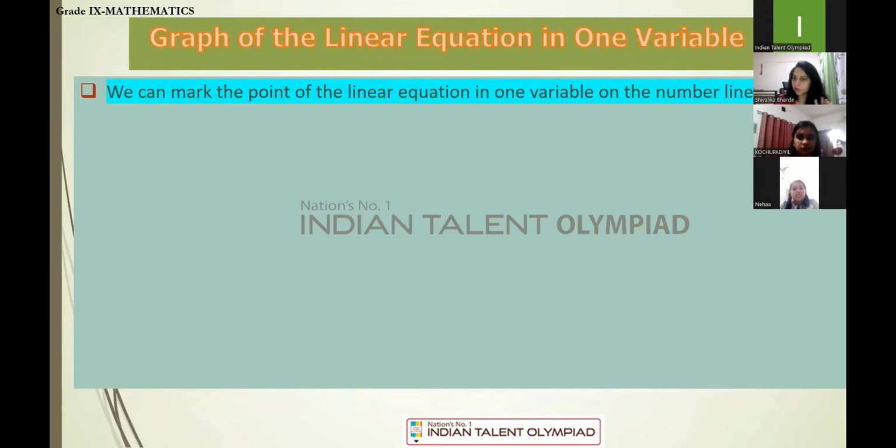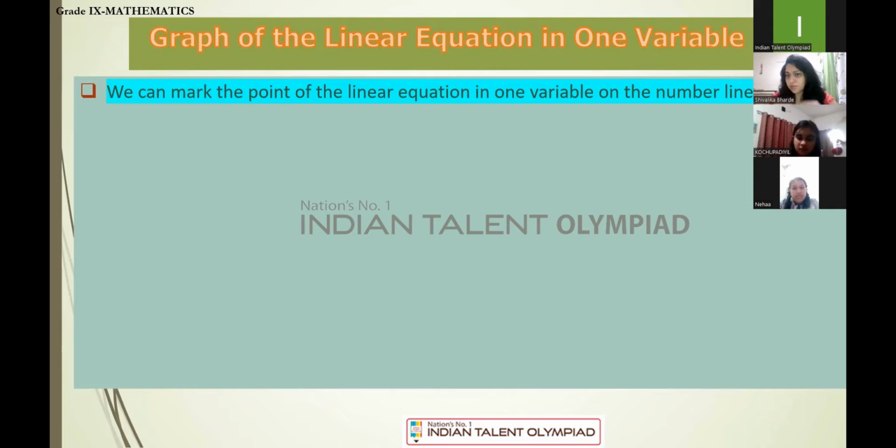This is again a recall of what you have done, because I want to relate whatever you have done with the new topic. Have you done the graph of a linear equation in one variable? How to plot a point like x is equal to 5? I think you were doing that from grade 6. If I give you any equation x is equal to 5, plot the point on a number line. You can do it very easily. Can you do it?